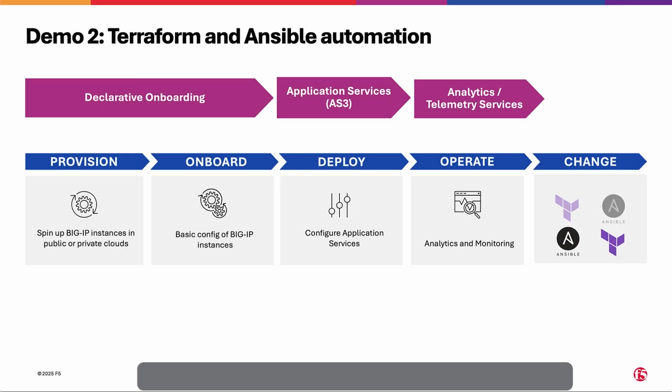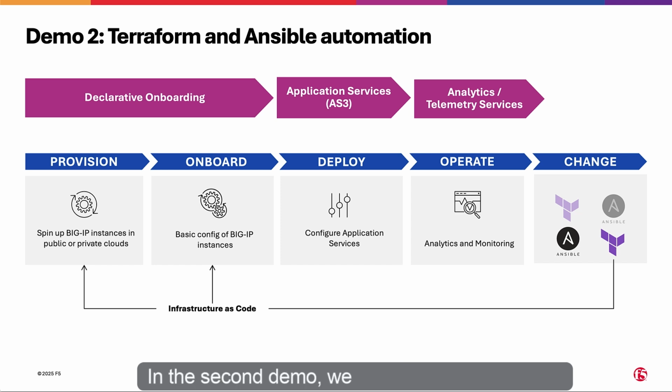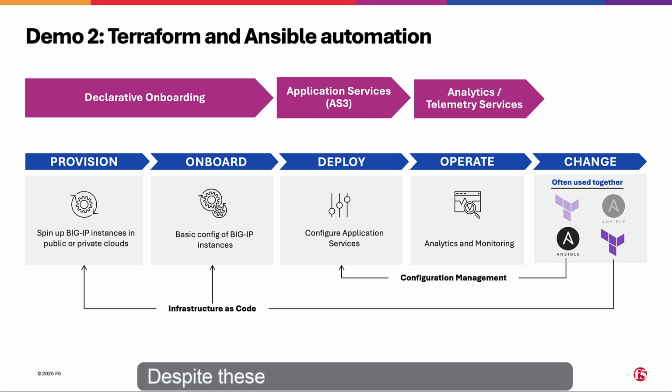In the second demo, we will look at 2 of the most popular automation options for BIG-IP, Terraform and Ansible. Terraform is declarative, where a desired end state is defined in .tf files, and it builds and modifies infrastructure accordingly. Ansible playbook execution, by contrast, is imperative, where it uses step-by-step configuration. Despite these differences, both frameworks are often used together in modern workflows, Terraform to provision and Ansible to configure and manage services once the infrastructure is live.